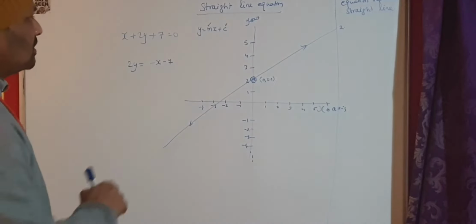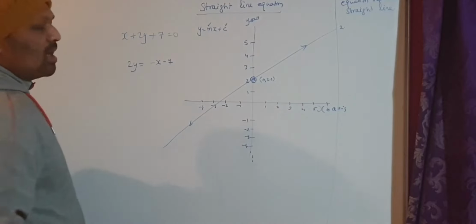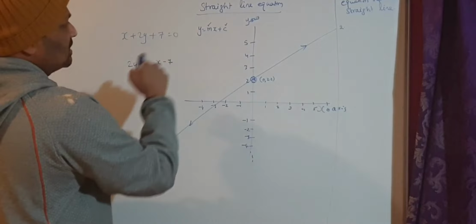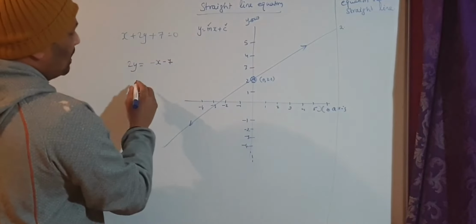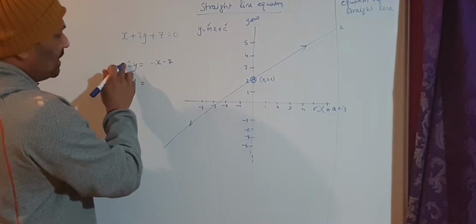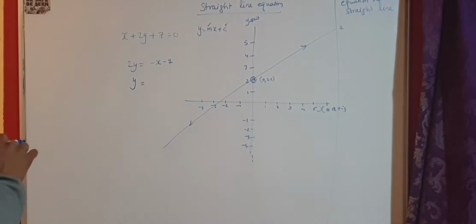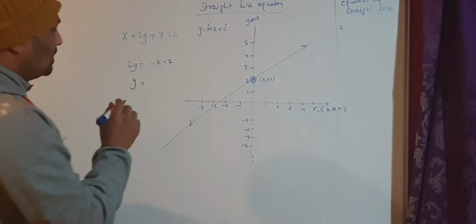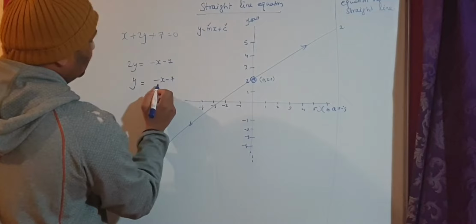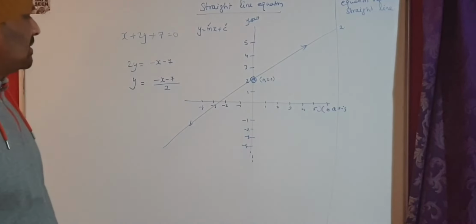Now, have we got this into this format? Not yet, because it should be y. There should not be any coefficient of y on the left side. So in order to convert this equation into this format, keep y here and take this 2 onto the other side. This is multiplying y on the left side. If it goes to the right side, it is going to divide this whole right side. So y is equal to minus x minus 7 by 2.